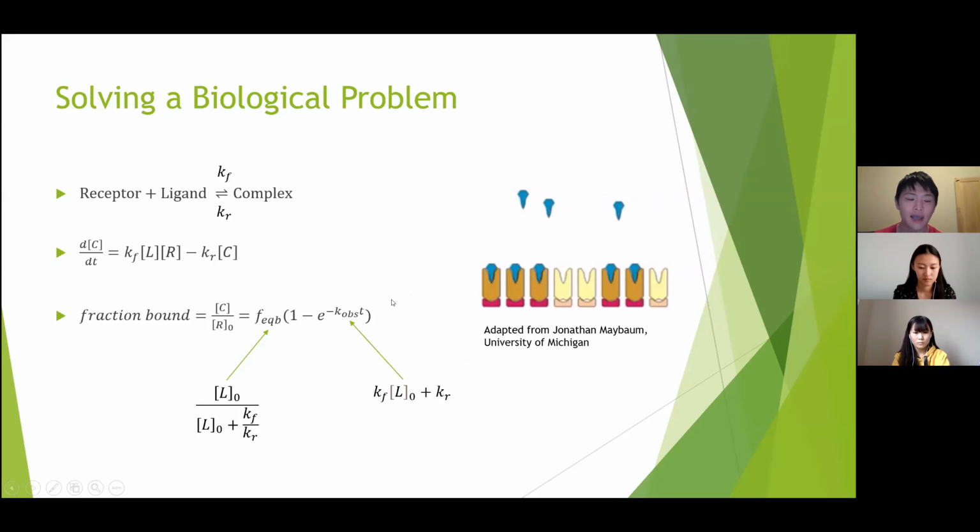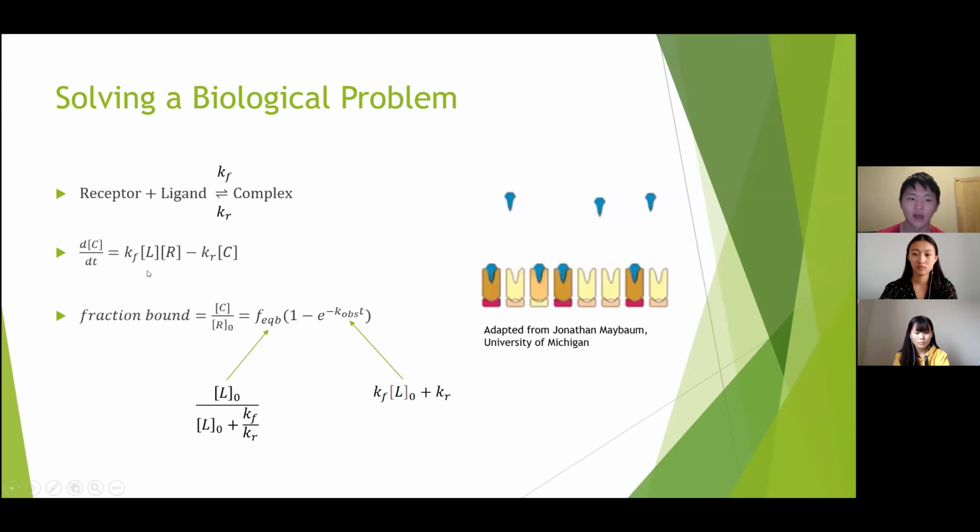And the analytical approach for this equation takes a bit of work, and I'm not going to go into details, but if you're interested in finding what fraction of the receptors are bound in the complex, it comes out to this. Basically, you integrate the differential equation and solve for Z, and then you get an equation that looks something like this.